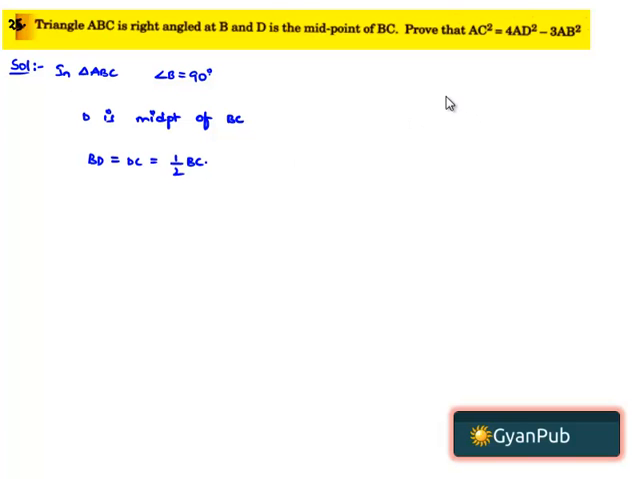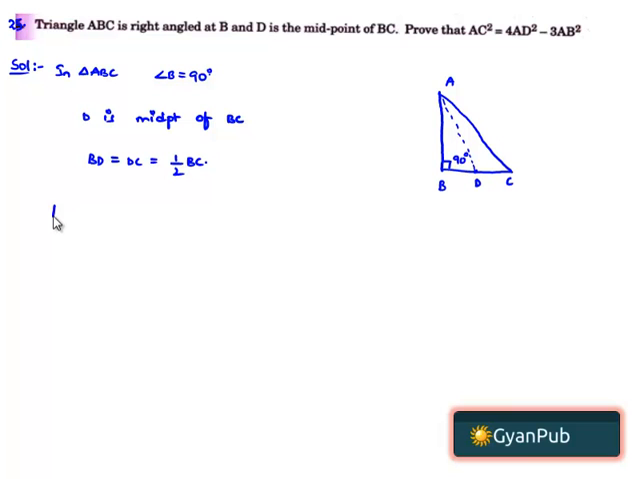So let us construct a triangle, that is ABC as shown, in which angle B is 90 degrees, and let us consider point D the midpoint of BC and join AD here. We are asked to prove that AC square is equal to 4AD square minus 3AB square.